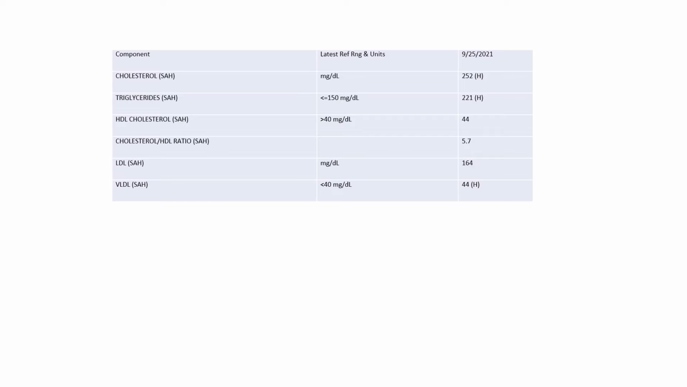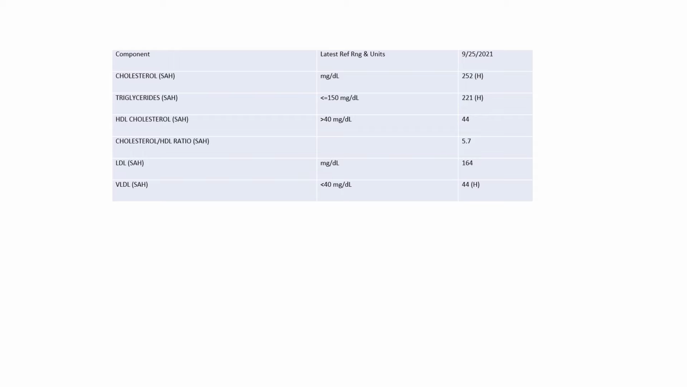You can go over these with the patient at the office visit or via telephone, depending on your practice at your clinic. So the total cholesterol should be less than 200. This patient's at 252. Triglycerides come from eating fried and fatty foods, should be less than 150. This patient is at 221.